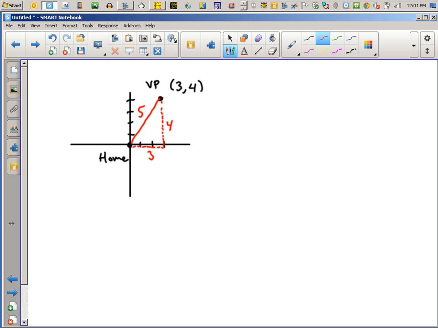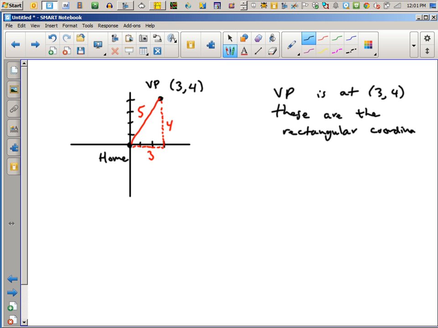All right. Now, if I told you that Villa Park is at 3, 4, this gives us the location of Villa Park in what's called rectangular coordinates. These are the rectangular coordinates of VP. Rectangular coordinates. Why are they rectangular coordinates?